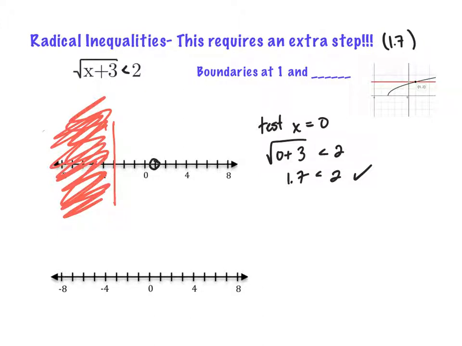Without our wall that we had created, we would think that any number less than 1 would work. So if we pick -8, what we would find is that we would get -8 plus 3 is less than 2, and we'd end up with -5. Square root of -5 is less than 2. But you can't take the square root of this.